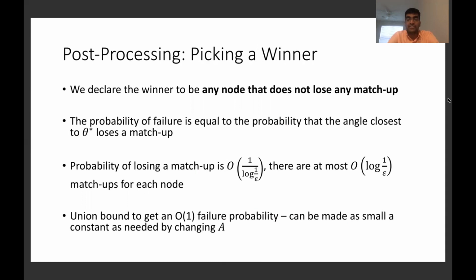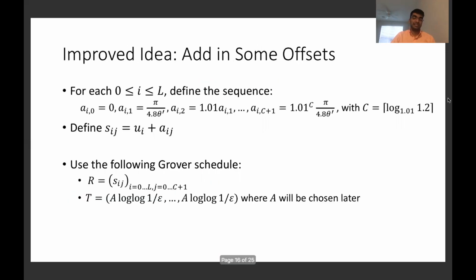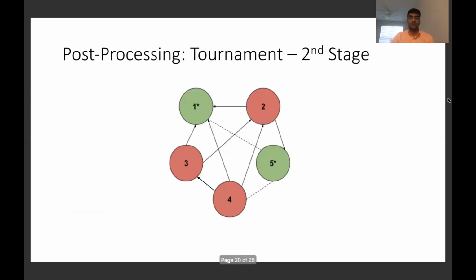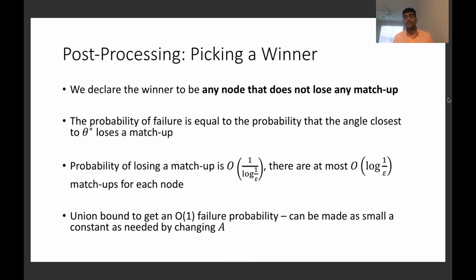The probability of failure is equal to the probability that the angle that we want, the angle closest to theta star, loses a matchup. The probability of losing a matchup is O of 1 over log 1 over epsilon. Recall that we got this based on how we defined T in the Grover schedule. We can derive it using a Chernoff bound. Since the probability of losing each matchup is at most this amount, and there are at most O of log 1 over epsilon matchups, we can union bound to get an O of 1 failure probability, and we can make this whatever we desire, let's say 1/3 or 1/4, by tweaking the value A that we used in the Grover schedule for the number of conflicts, which is a constant.